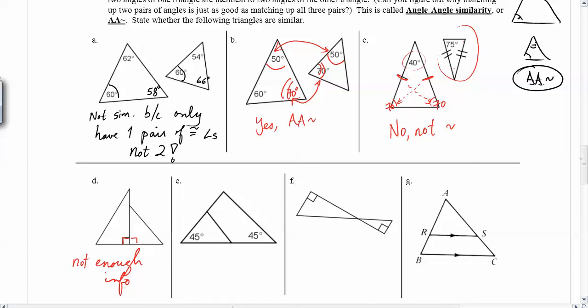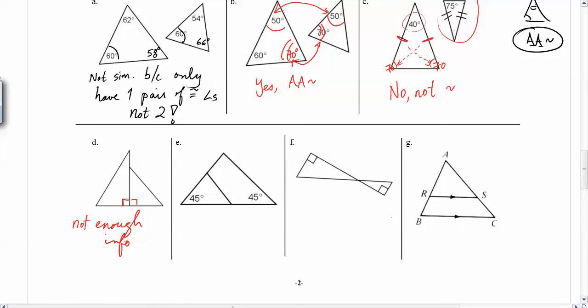In the next one, we still have two triangles, but they overlap. So let me draw them separate first. So this one's 45 in the little triangle. And then in the big triangle, we got 45 here, 45 there. And then if you figured it out, the remaining angle at the top here would have to be 90.